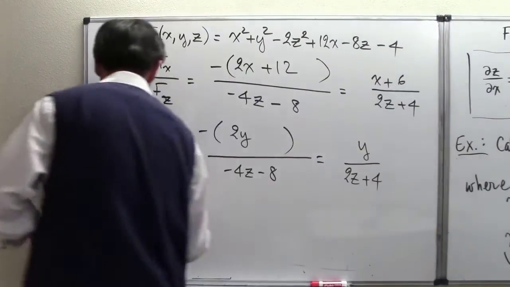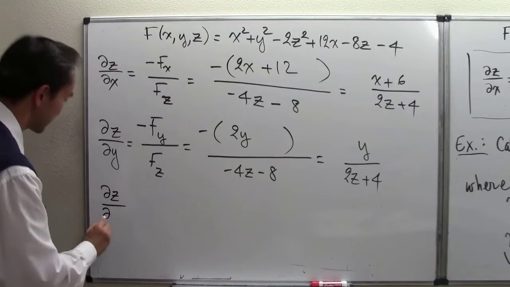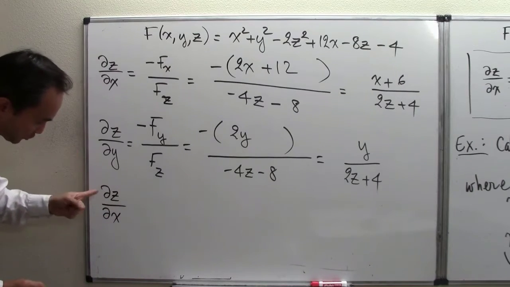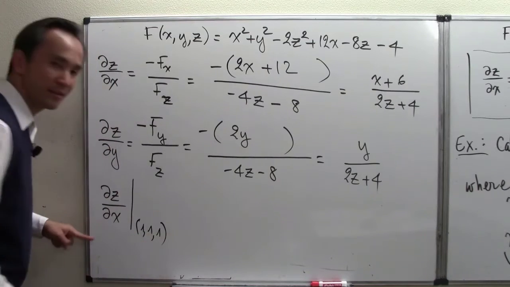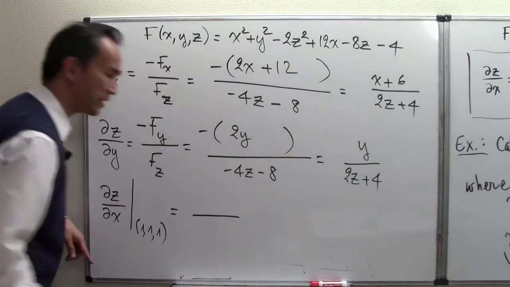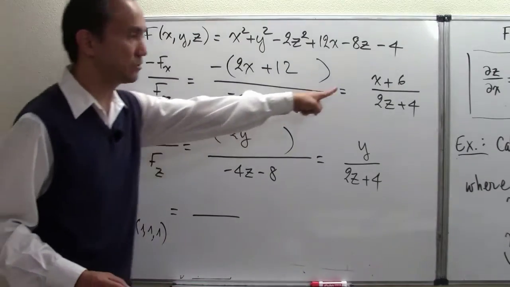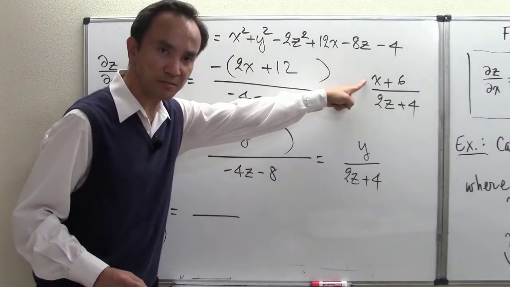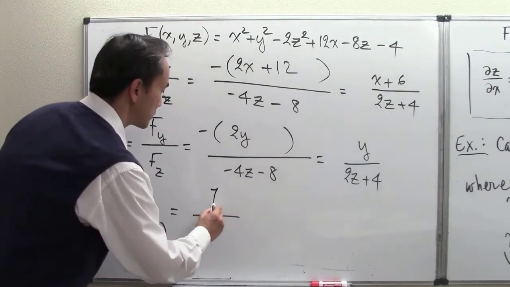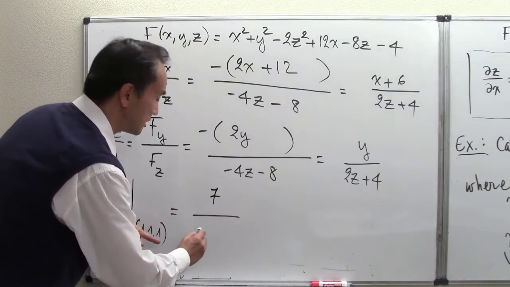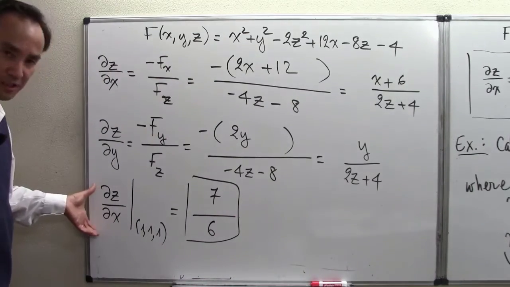I'm running short of board space, so allow me to do a short version of that. The partial derivative dz/dx evaluated at (1, 1, 1): I am going to skip showing the calculation step. We substitute 1, 1, 1 into this expression, 1 for x, 1 for z. So now we're looking at 1 plus 6 is 7, and 1 times 2 plus 4, that's making it 6. So 7/6 is our answer for this.